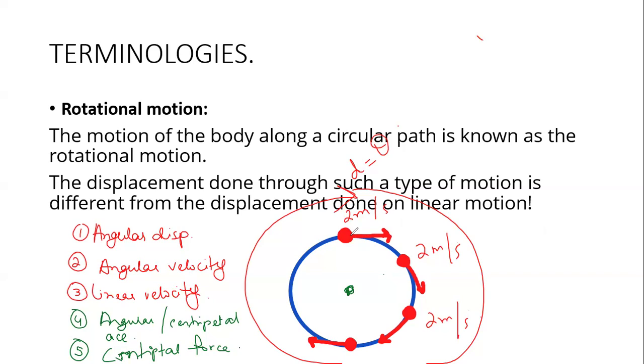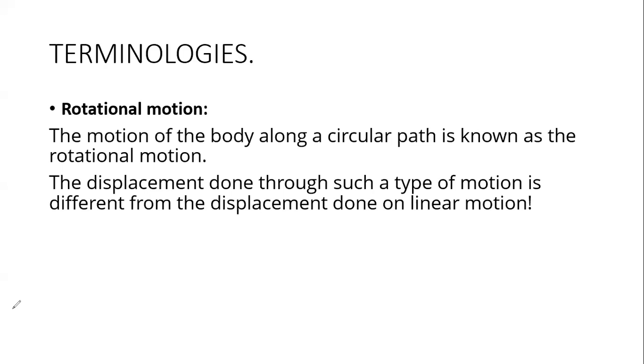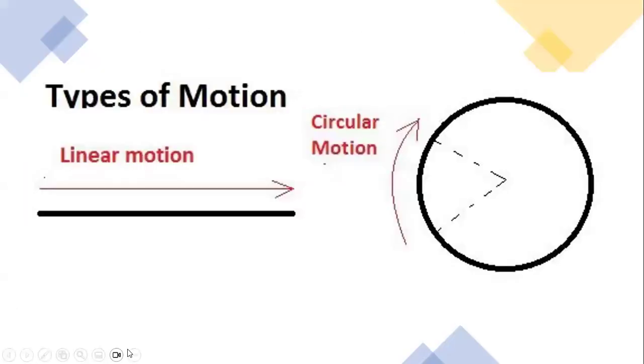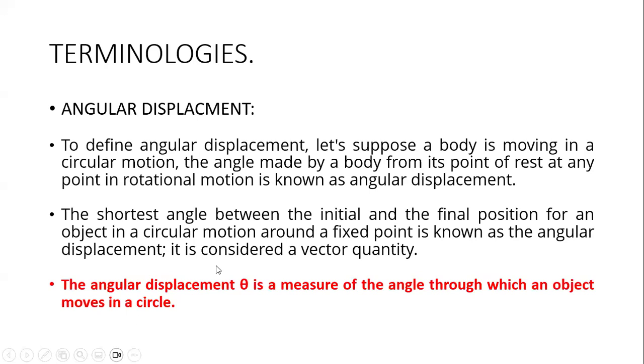Angular displacement is the measure of the angle through which an object moves in a circle. So angular displacement, simply put, is the angle. How much angle has the object traveled in the circular movement? That is angular displacement.